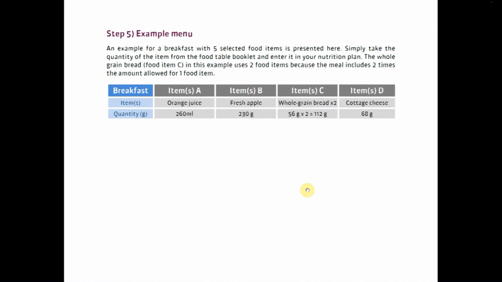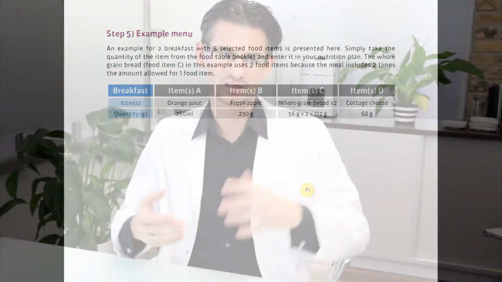Now this person is carbohydrate sensitive, so bread is quite a small amount. It would be 56 grams. So this person decided to invest 2 food items into bread. So it's basically 56 grams times 2, that's 112 grams. And then cottage cheese, 1 food item. So this would be 1, 2, 3, 4, 5 food items invested in breakfast. And then that's 5 of maybe 15 that this person could eat. So this is the concept.